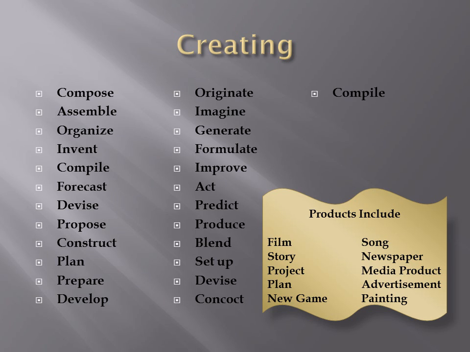And you can see some of the verbiage that you may have them doing. You may have them developing, originating, setting up. They may compile. They may forecast. They could be assembling something. They could be formulating. So products they might be doing, they could be doing a film, a story, a project. They may be making a new game, a new song, some type of multimedia product or project, some type of advertisement. Maybe they're into painting, so you allow them to do those types of activities.